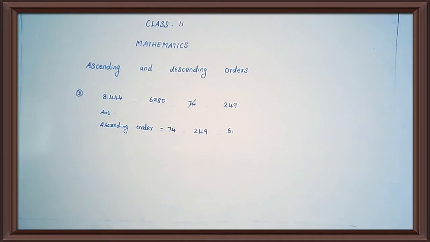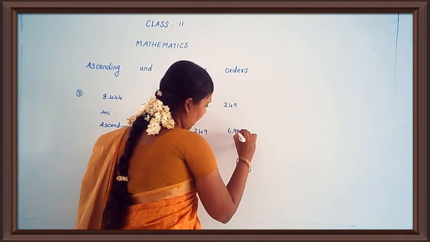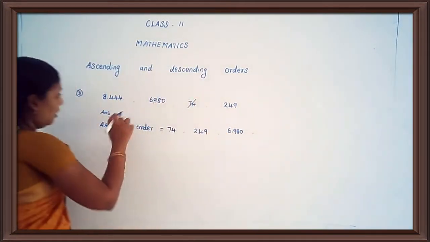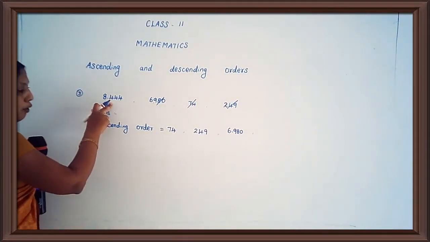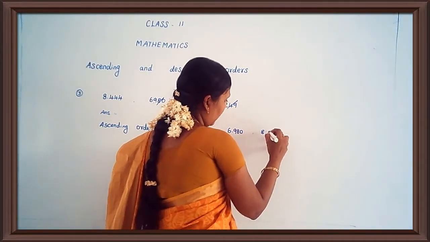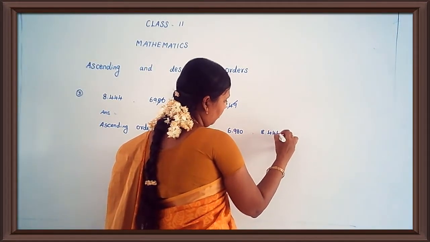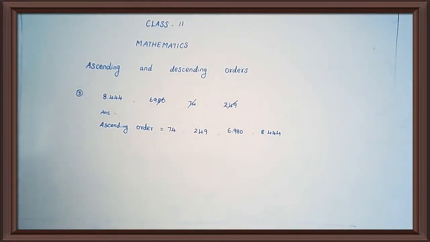6,980. Okay, see the last one. This one also finished. Yes, remaining only one 4 digit number, you take and write here. This is how many thousand? 8,444. Okay.